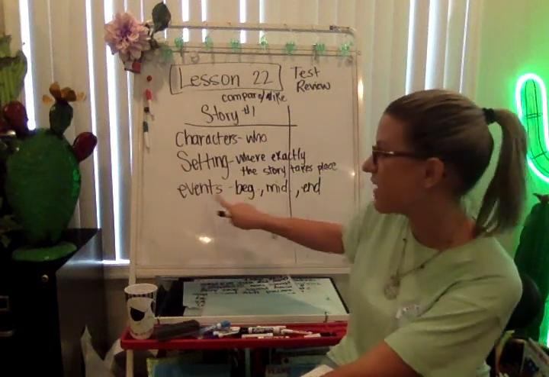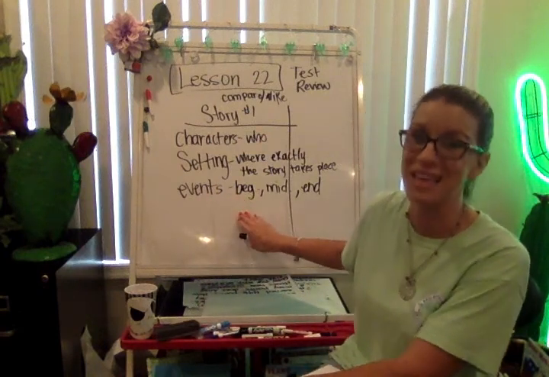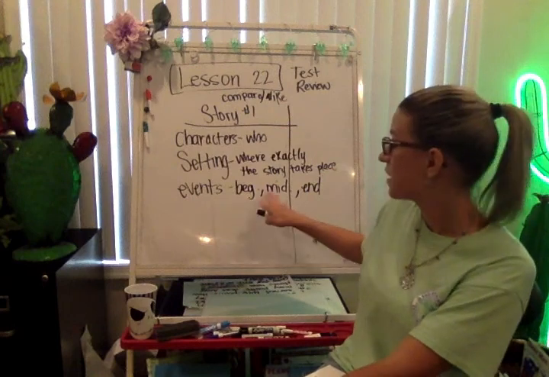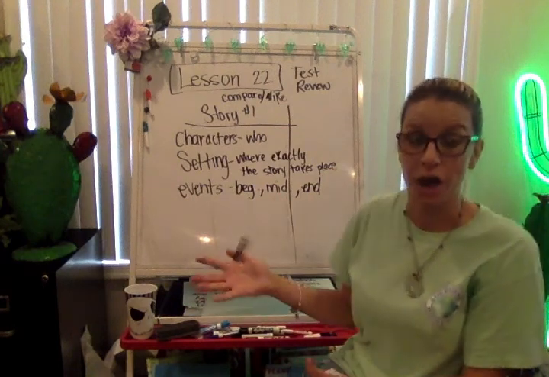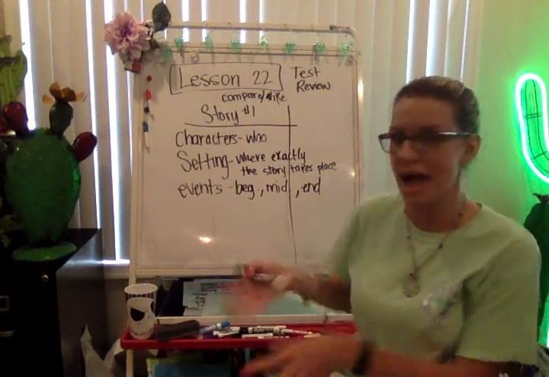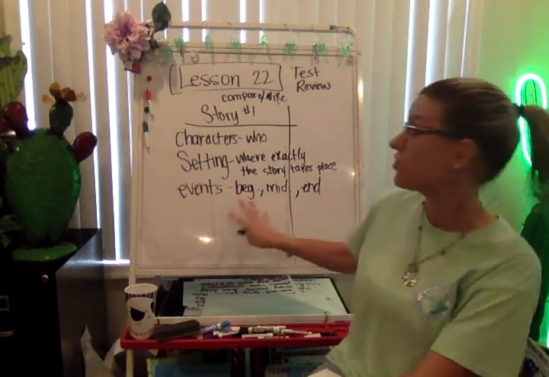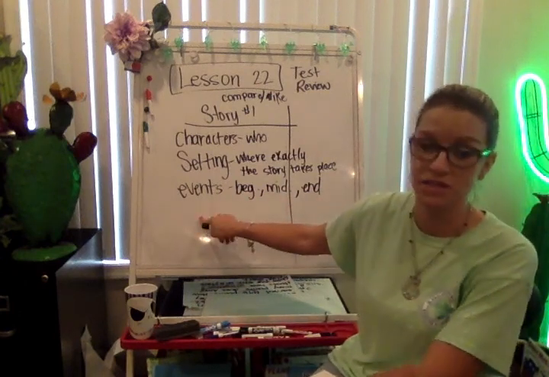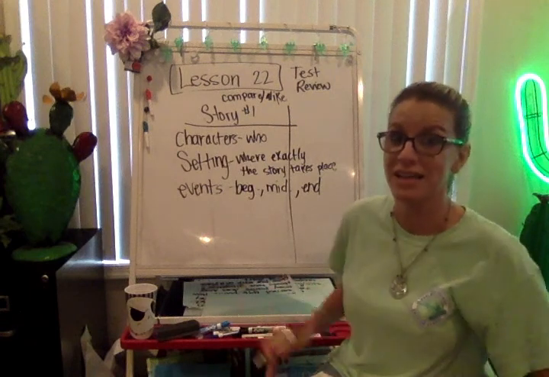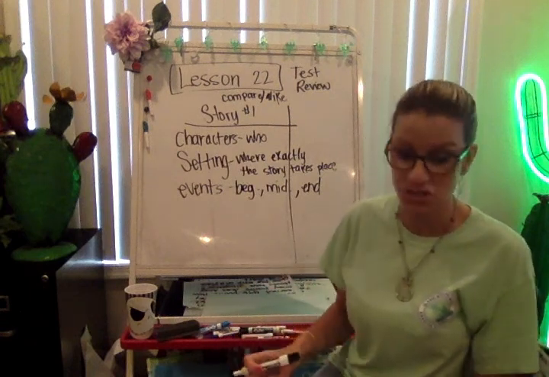When it comes to the events, think about the things that happen in the beginning of that story. Think about the middle. Is there a problem? Is there a growing problem that's going to have a resolution at the end? Those are the types of events that I want you to think about. Those big, big, big events that add details to the story.